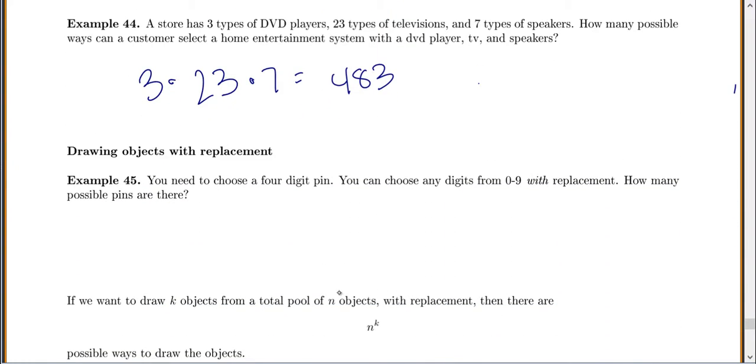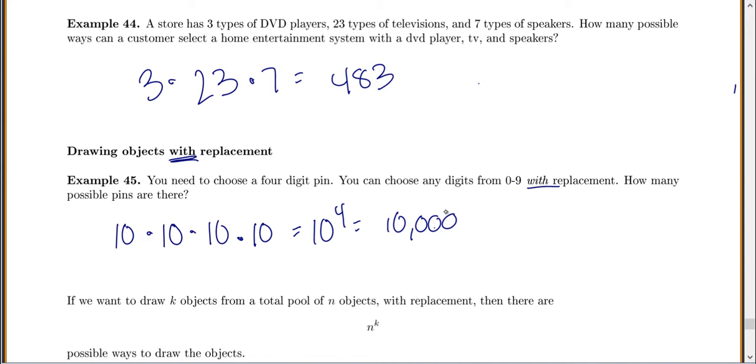Then we can draw items with replacement. So let's say we need to choose a 4-digit PIN, say for an ATM. You can choose any digits from 0 to 9 with replacement. So that means you can reuse the number again. How many possible PINs are there? For my first number, I would have 10 options. For my second number, I can reuse it, so I would still have 10 options. My next one would be 10 options, and my next one would still be 10 options, so 10 to the power of 4, or 10,000.